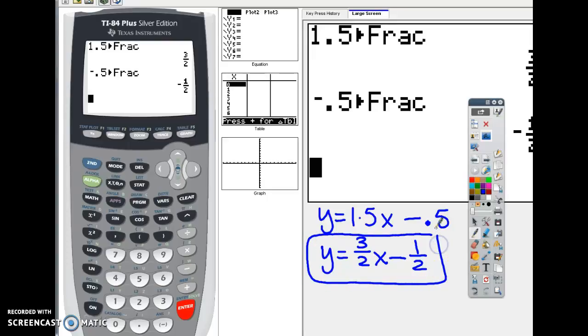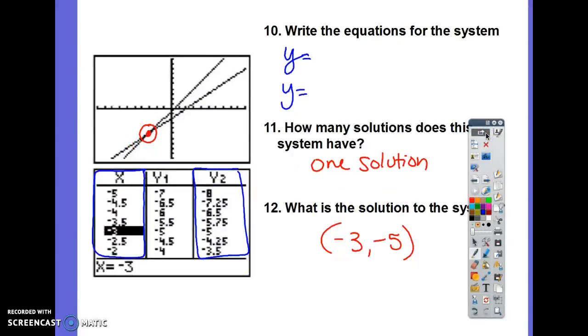That's the equation to the second table. 3 over 2x minus 1/2. So you need to go find the equation of the first table.